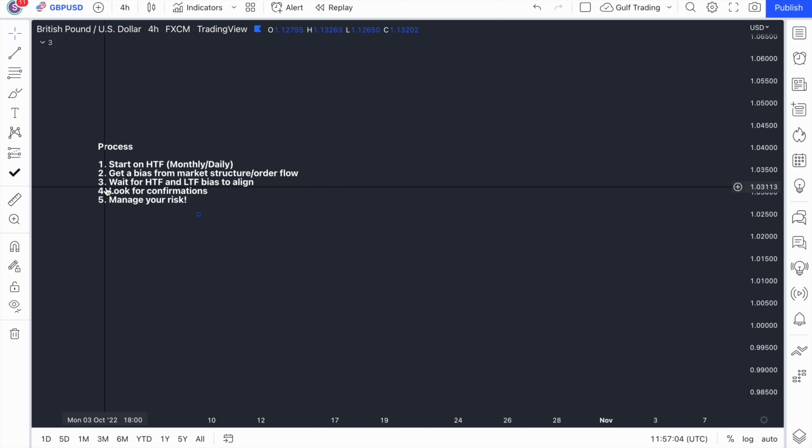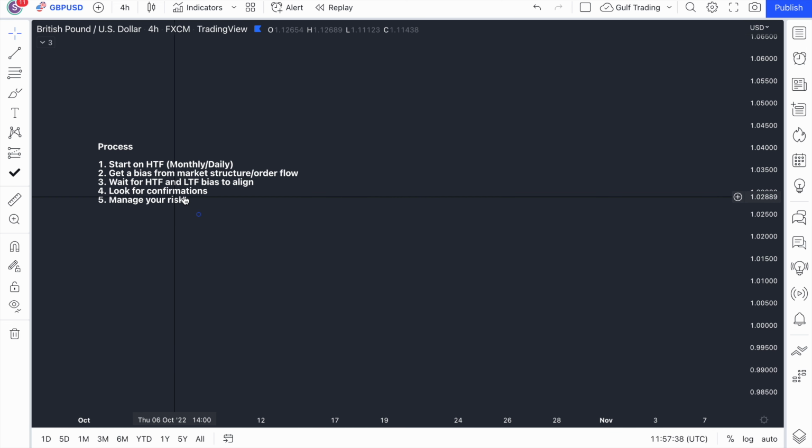And then step 3, probably the most important step, is waiting for the high time frame bias and low time frame bias to align. So the directional bias, if high time frame is bullish and low time frame is bullish, then you know you want to be going long. But if they're kind of contradicting each other, if the higher time frame is bullish, but the low time frame is bearish, then it's probably best to stay out of the markets for now.